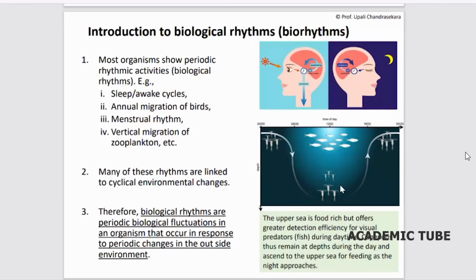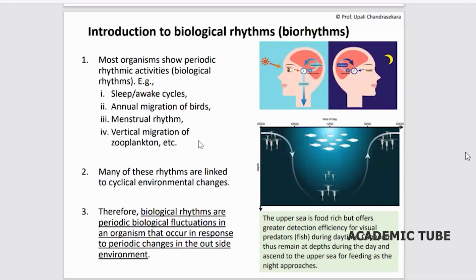Now, as you see, all these rhythmic events, these cyclical events are linked to environmental changes. For example, when it is daytime, we are awake. When it is nighttime, when there is no light, then we go to sleep. Again, when it is daytime, we are awake, and at night, we go to sleep. The environmental conditions are always changing, so animal behavior is synchronized to all these environmental changes. Therefore, many of these rhythms, the biorhythms or biological rhythms, are linked to cyclical environmental changes, right? But you have to understand that the menstrual rhythm is not related to environmental changes. It's something different, but it's again a cyclical event. I'll tell you the reason later, right?